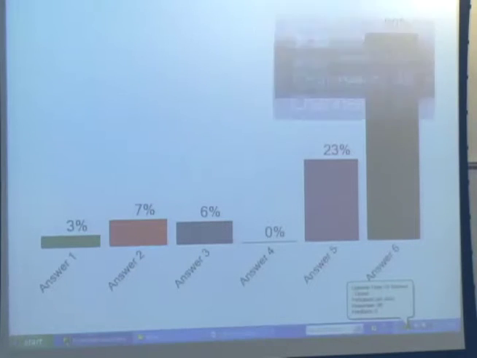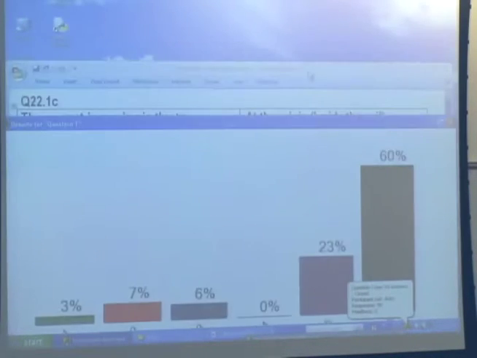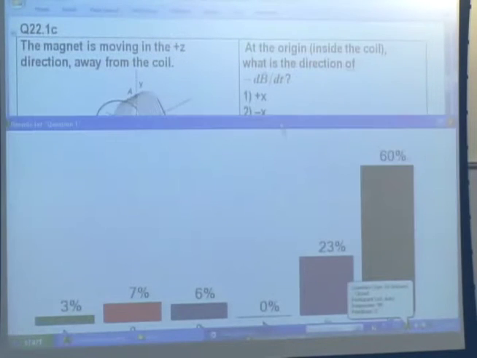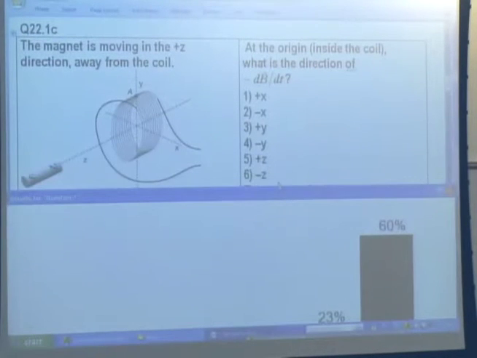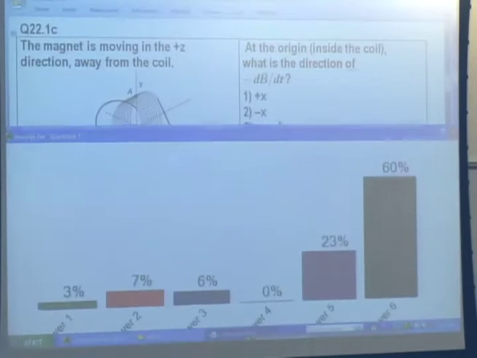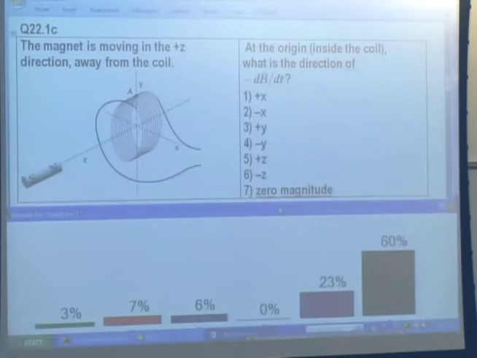Okay, so we have a majority response. That's good. And the other popular answer is the opposite direction, so that's good too. The sign, we know at least it's not x, y, x or y. It's got to be something along the z-axis. The magnetic field, let's start with B.